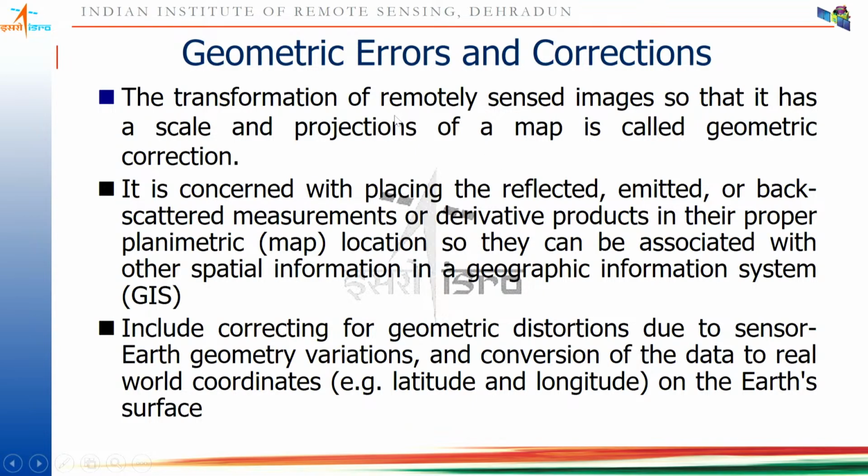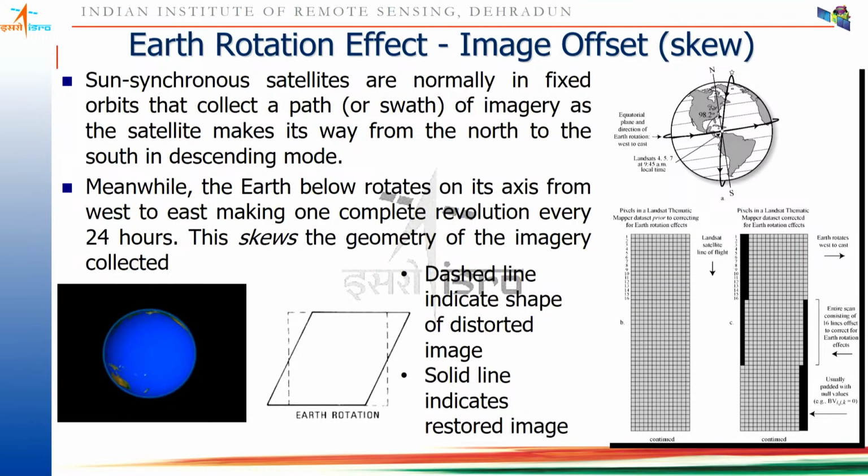Transformation of a remotely sensed image so that it has a scale and a projection is called geometric correction. Here we are placing the reflected, emitted or backscattered energy, that means basically our DN values, in their proper location, so that it can be referenced in a GIS and overlaid with other maps. That is the geometric error correction. This process is called image rectification.